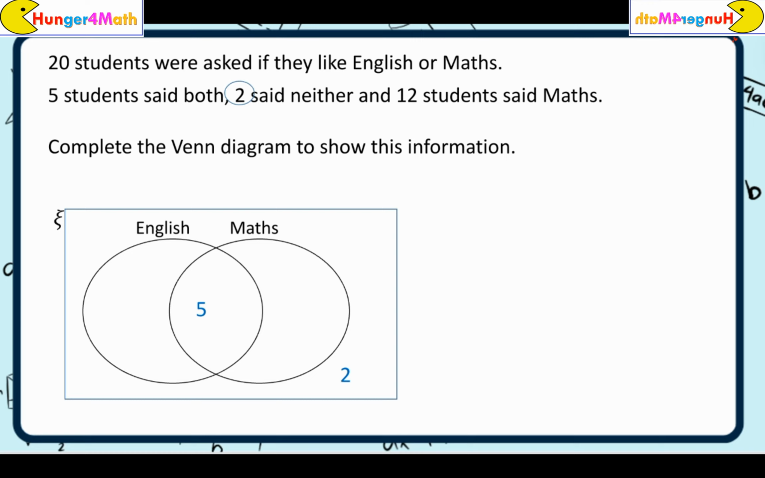Then 12 students said maths. Now, the complete circle here is equivalent to 12 students. So we're going to subtract 12 minus 5. So there are 7 students who like maths only. Afterwards, we have a total of 20 students. Now we can add all the numbers here, 5 plus 7 plus 2, that's equivalent to 14. Then we can subtract 20 minus 14, that is equal to 6, and that 6 is the total number of students who like English.